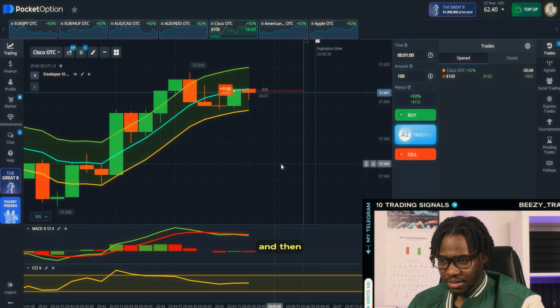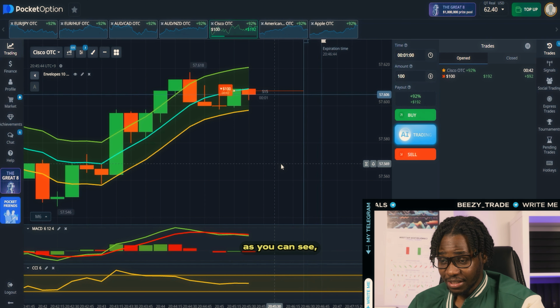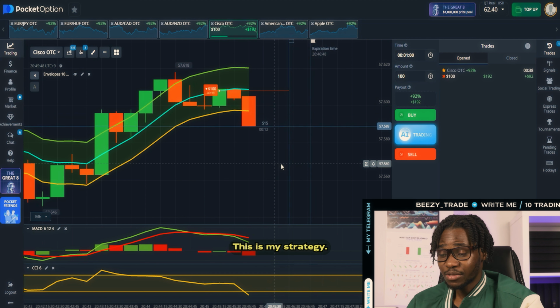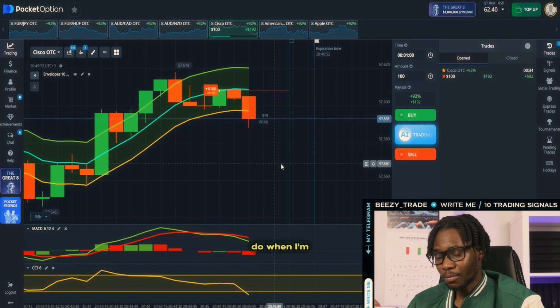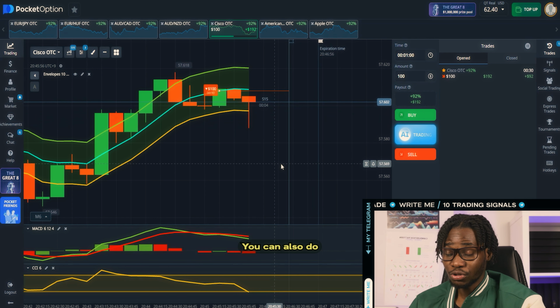And then now let's wait a bit. I think it's a bit constant here, but as you can see, it has started to go down. So that's how it is. This is my strategy. This is how I most of the time do when I want to start trading. As you can see, this is my old strategy. You can also do the same as well.